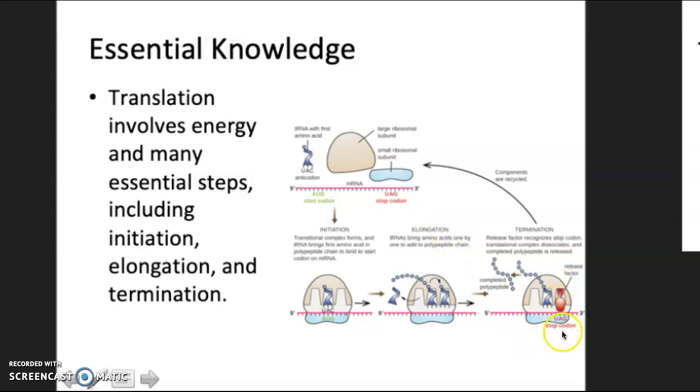There's a release factor that will read the stop codon. Once the stop codon forms, the release factor binds. It allows this polypeptide chain to detach. This polypeptide chain will now fold up into a protein and either stay in the cytoplasm or enter the rough ER, where it can be further folded and modified.